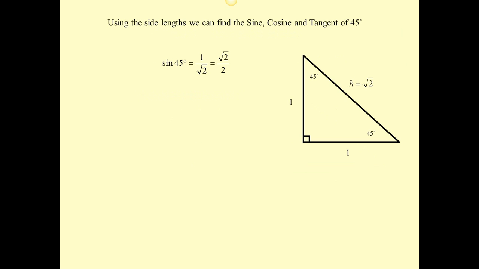The sine of 45 degrees equals the opposite side divided by the hypotenuse, so we get the square root of 2 over 2. The cosine of 45 degrees is the same value, and the tangent of 45 degrees, which is the opposite over the adjacent, equals 1. In summary, the sine and cosine of 45 degrees are equal, which is the square root of 2 over 2, and the tangent of 45 degrees equals 1. This concludes the presentation.